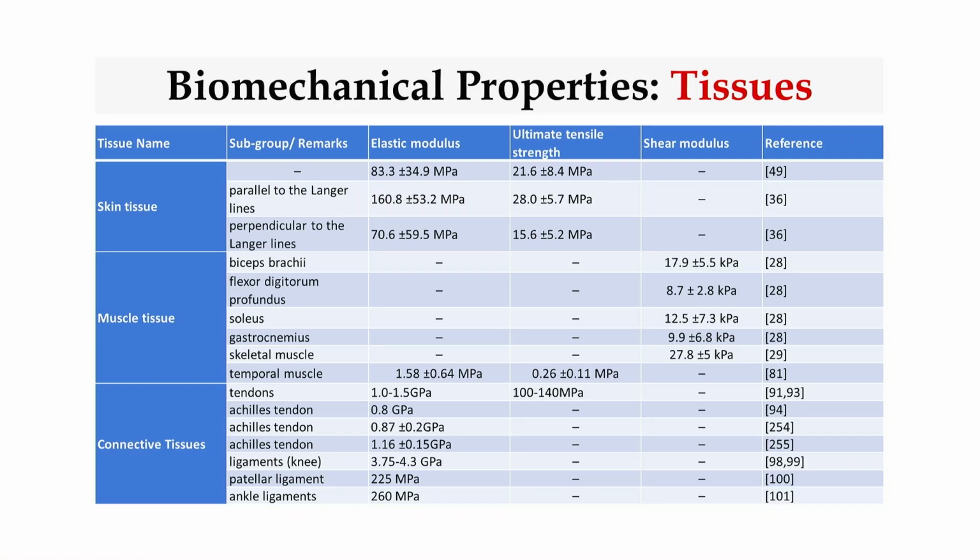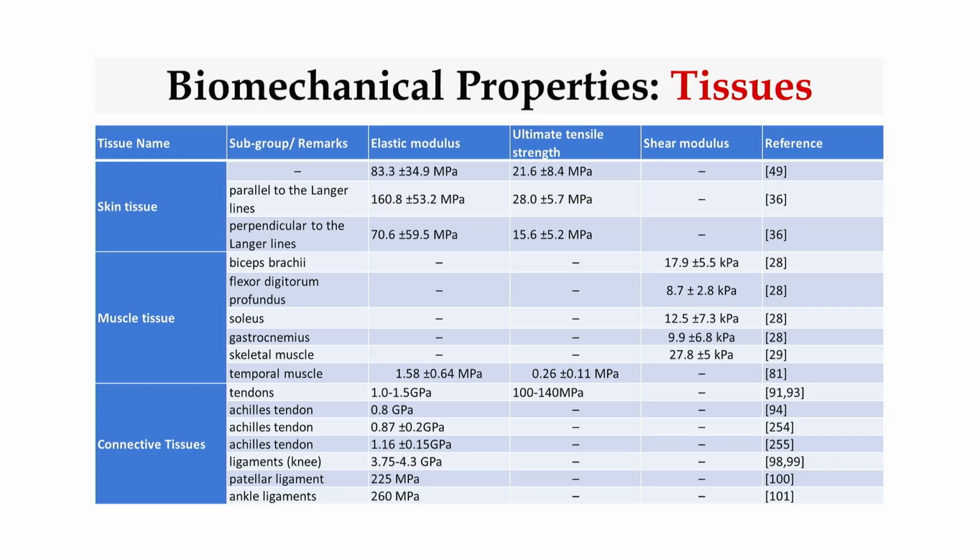The first one is skin tissue. Here you are seeing two subgroups: one is parallel to the Langer lines and one is perpendicular to the Langer lines, right? I have already mentioned what Langer lines are. They are typically the fiber lines. You are seeing some elastic moduli which are fairly different. You are looking at one group for which the direction of the specimen is not clearly highlighted. That is the first one with a blank, reference 49.